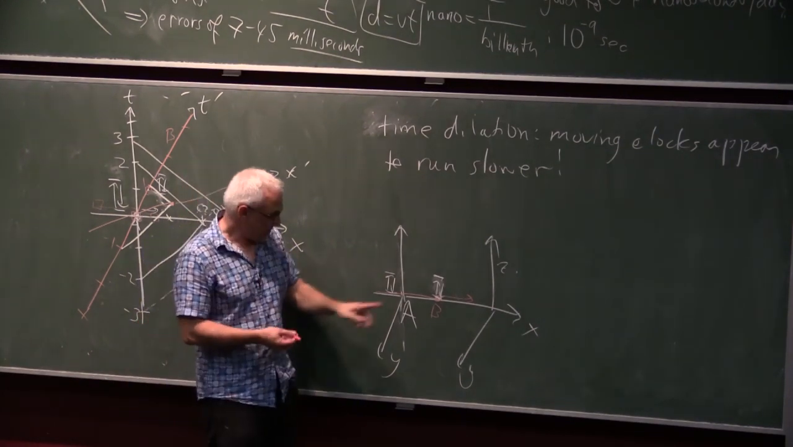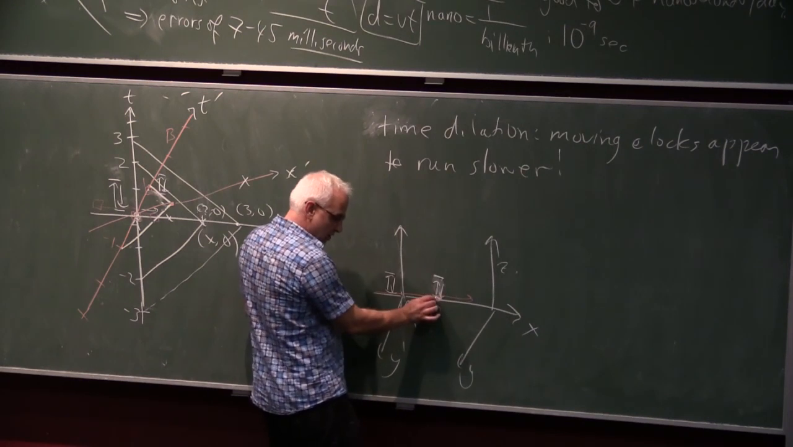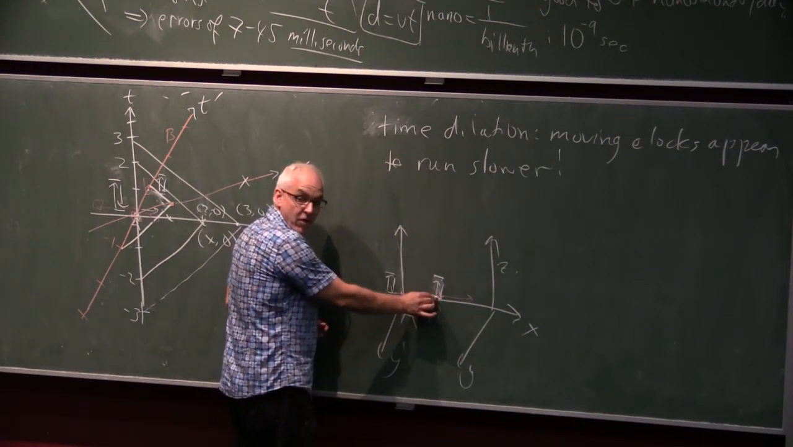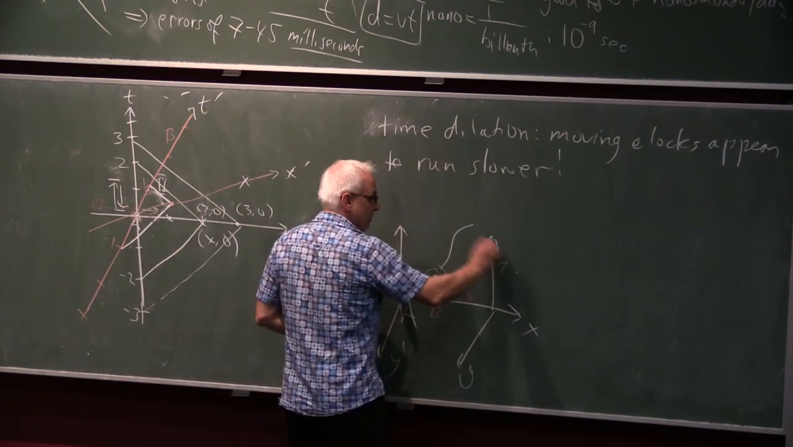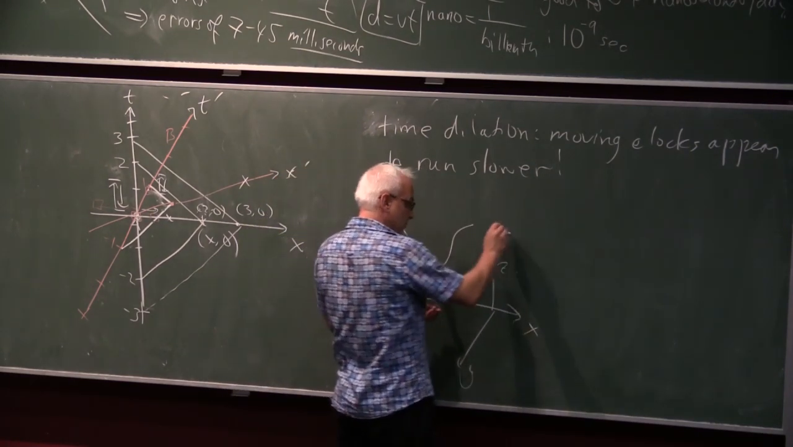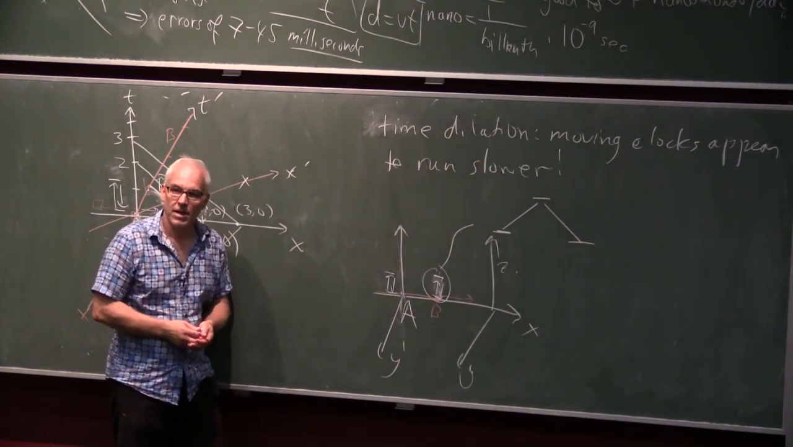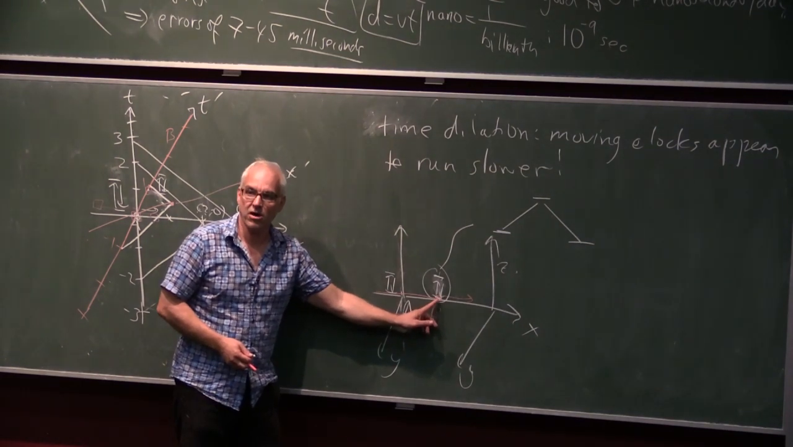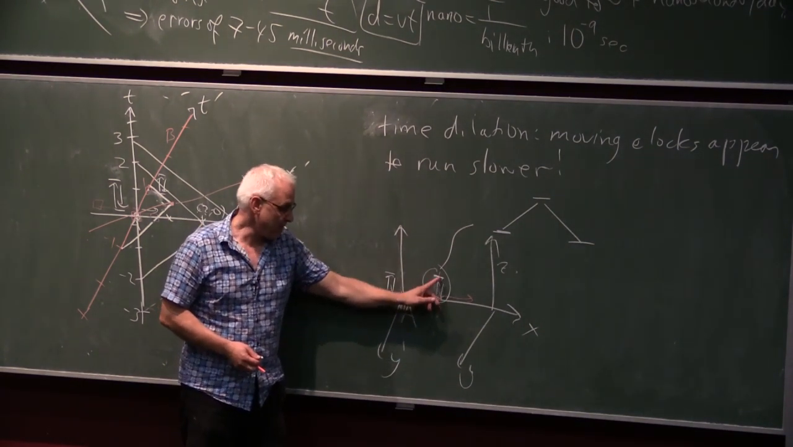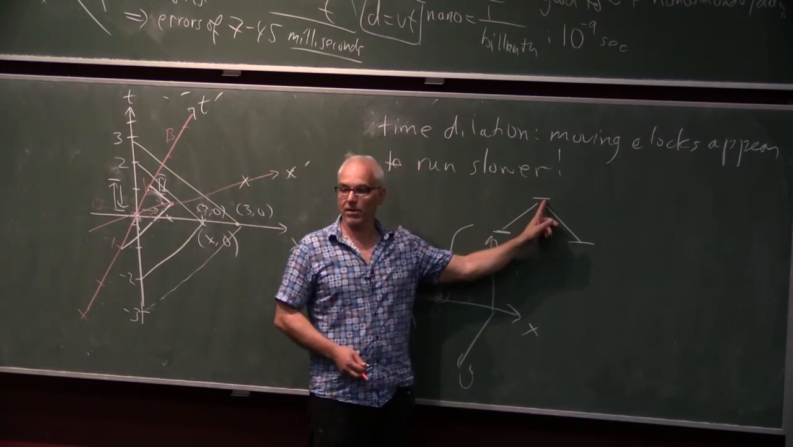Why would we think that? Because if we watch his clock, I'm going to make a little picture. We actually watch this beam of light that's emitted from down here and bounces up here and then comes back. What we're going to see is a picture that looks like this. When the light is emitted down here, this part of the bottom clock is there. But by the time the light gets up here, his whole ship has moved forward to that position.